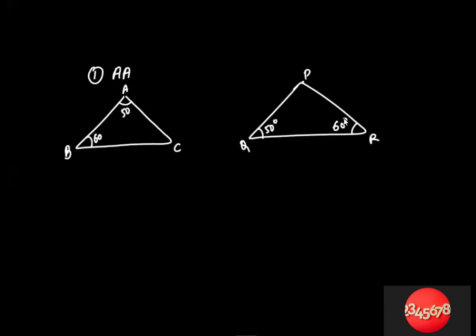The sum of the angles can't be more than 180, and it can't be less than 180. It has to be exactly 180. So if two angles are equal, the third will automatically be equal. 70. In the first triangle, the third angle is 70, and in the second triangle also it will be 70. It has to be. So we don't need to find it. Two angles are fine.